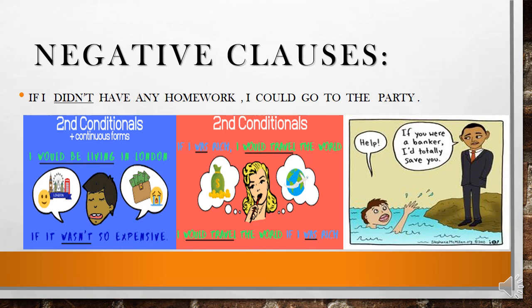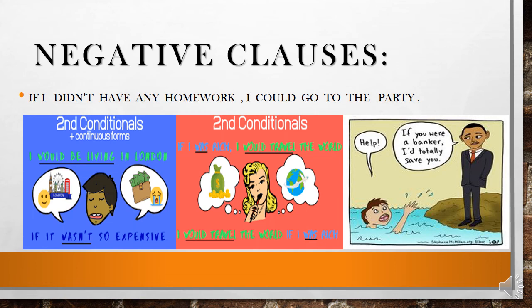To be safe, no need to use be. I can say it in another way for you. I would be in London if it wasn't so expensive, or I would live in London if it wasn't so expensive. So the three options are all correct.